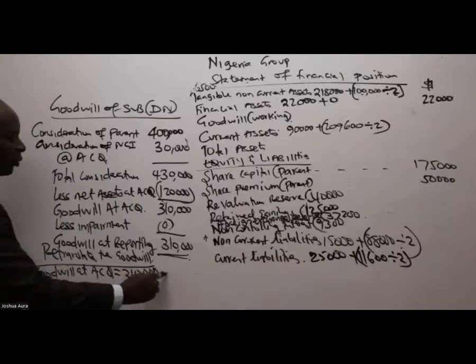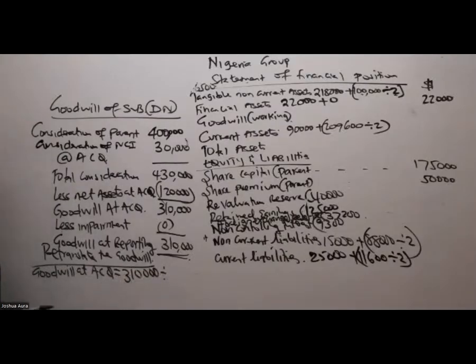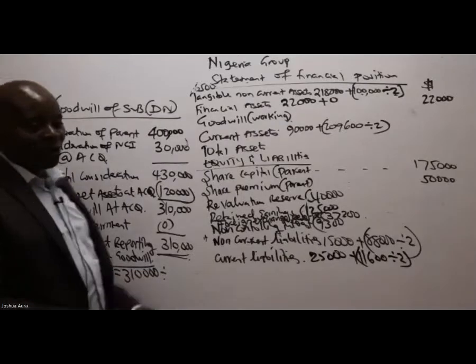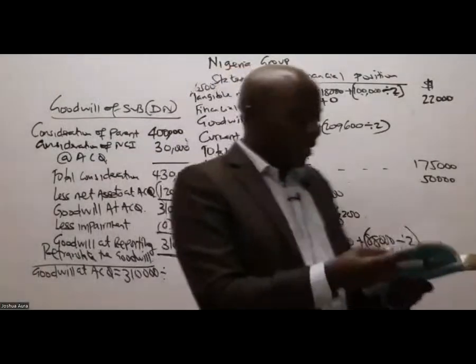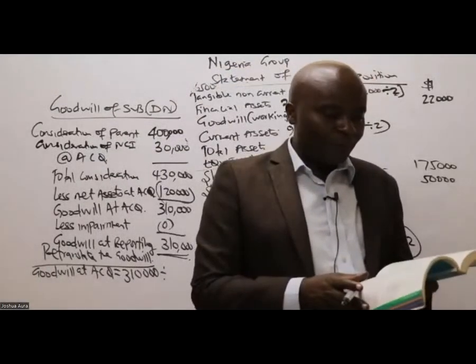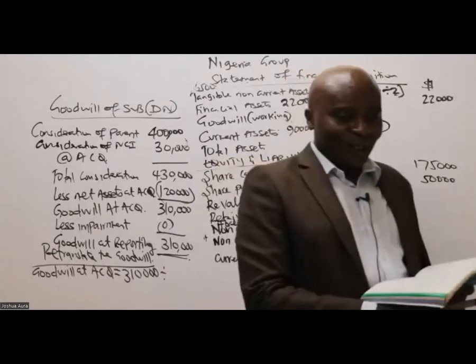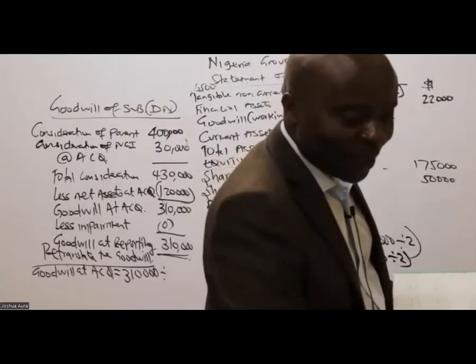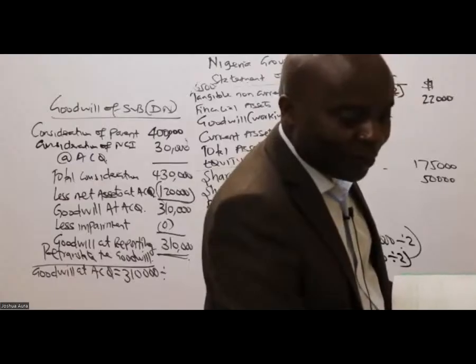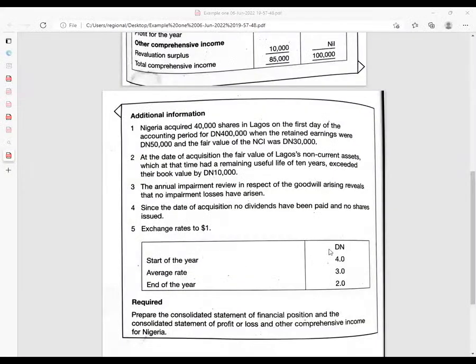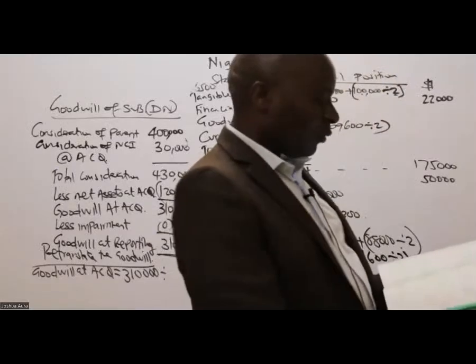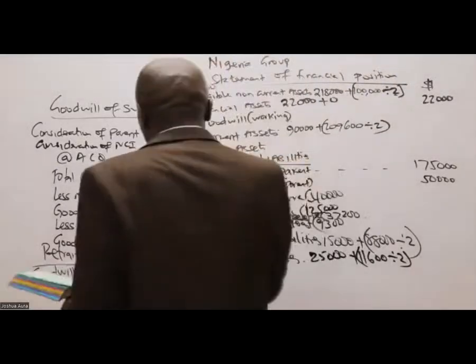At acquisition, I should translate this at what rate? If you remember, I should divide this by the acquisition rate. Most of you have forgotten. The acquisition rate, when you were acquiring this subsidiary, was 4. So divide this by 4.